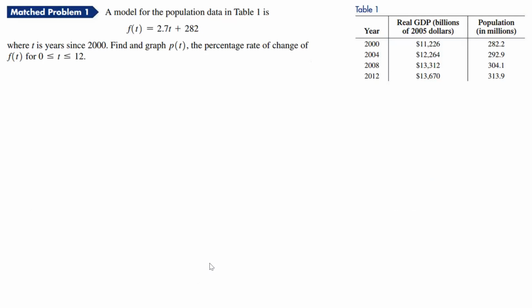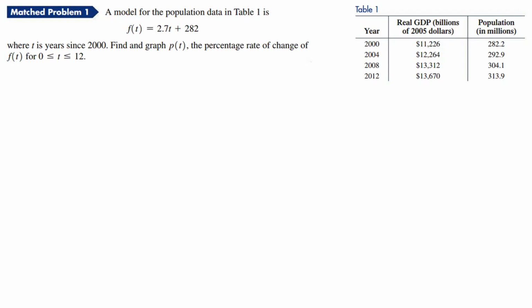All right, so what we're going to do is model the population data given here, which is given as f of t equals 2.7t plus 282, where t is years since 2000 up to the year 2012. What we're supposed to do is find and graph p of t, the percentage rate of change of f of t for t from 0 to 12. To find the percent rate of change, we need to take 100 times the derivative of f divided by f.